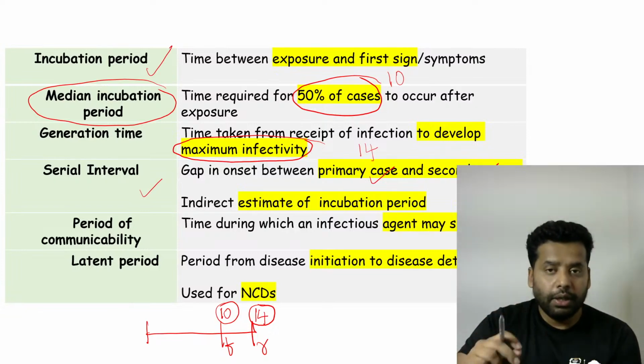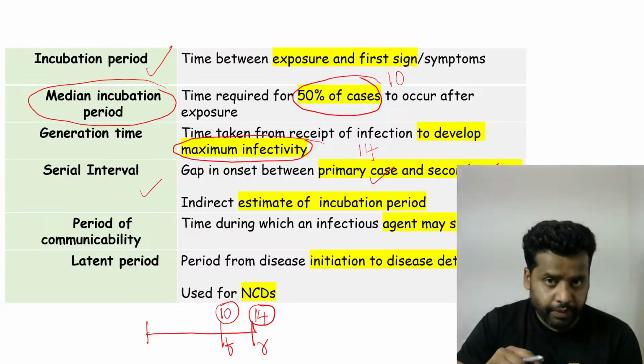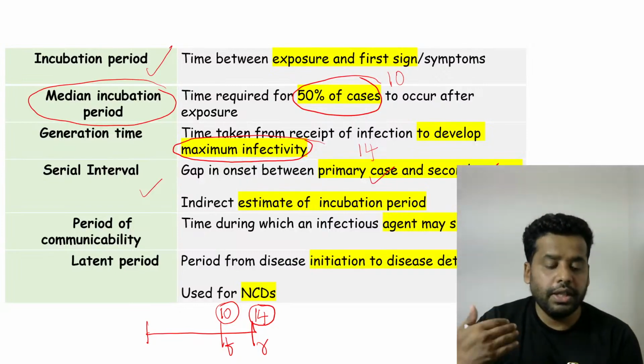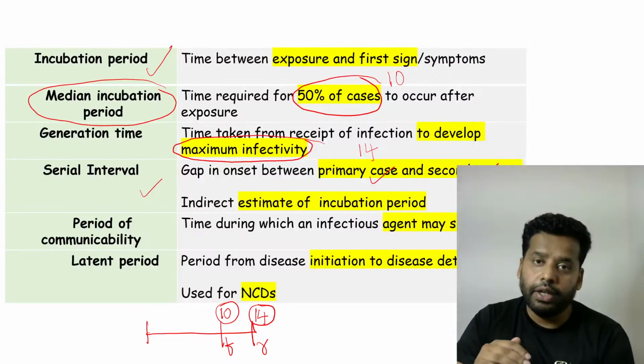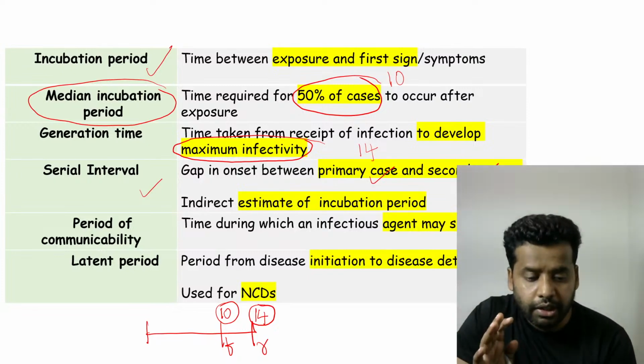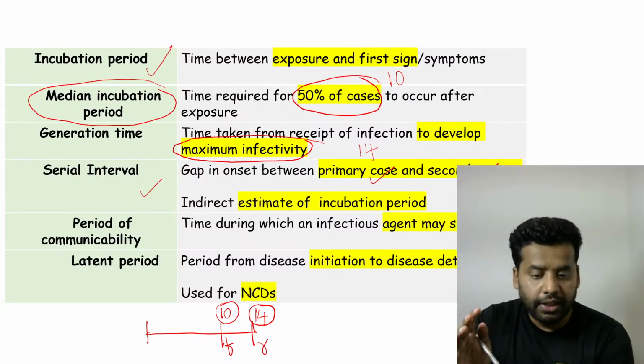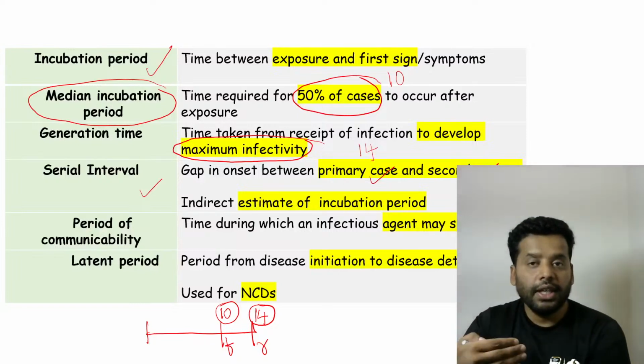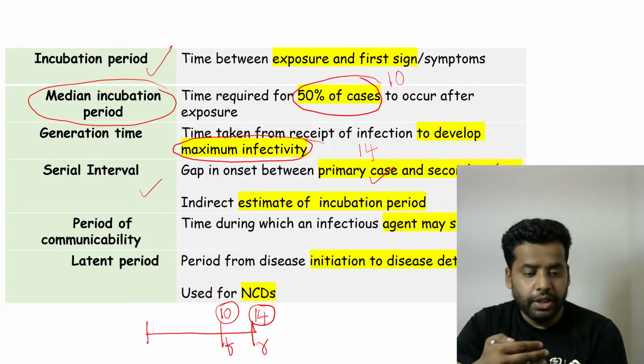Usually for some diseases it will be equal. On the first symptom only there is high infectivity. Then it becomes equal, but not for all the diseases. For very few diseases it is roughly equal to incubation period.